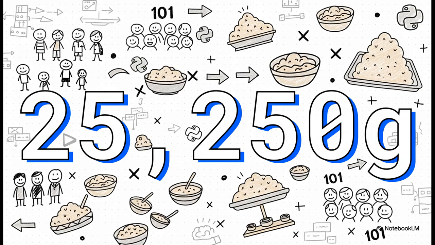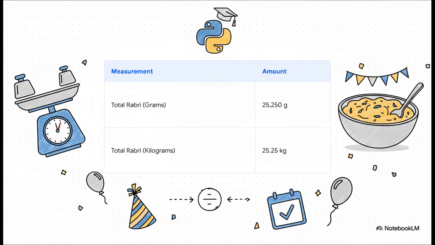And finally, the moment of truth. We calculate the total amount of food. We've got 101 people, and they each get 250 grams, so we just multiply those together. That gives us a grand total of 25,250 grams of rabri needed for this party. And here's our final plan, all laid out. The total we need is 25,250 grams. Now, to make that number a little easier to work with, we can just divide it by 1,000 to get it into kilograms. So we need 25.25 kilograms. Boom! Party logistics are solved.